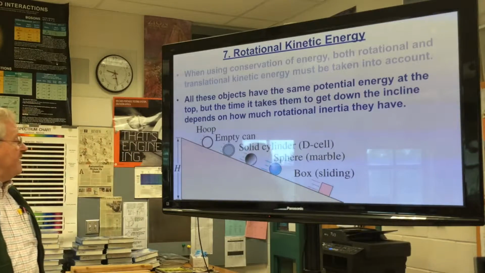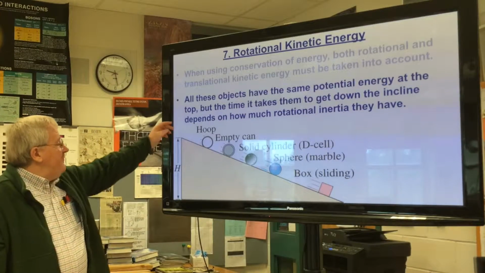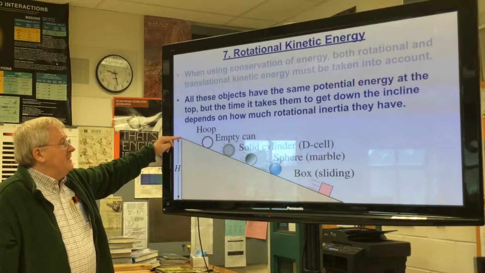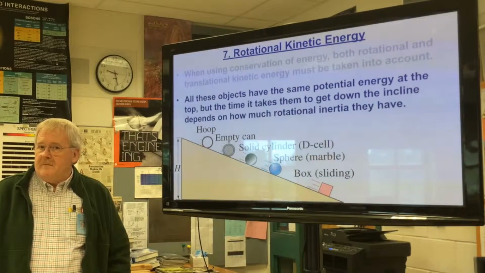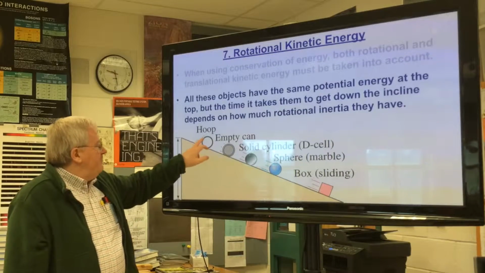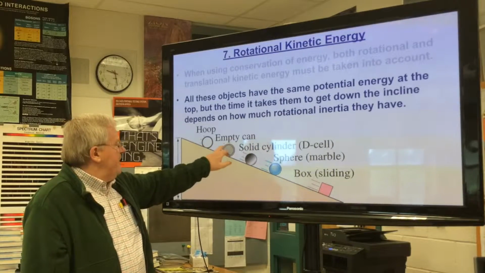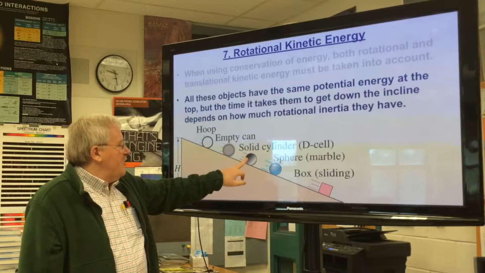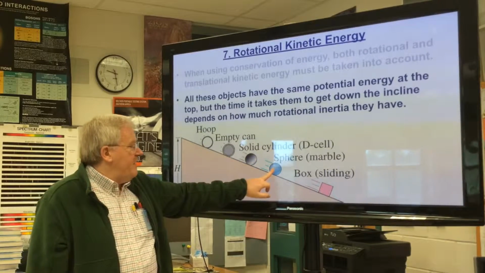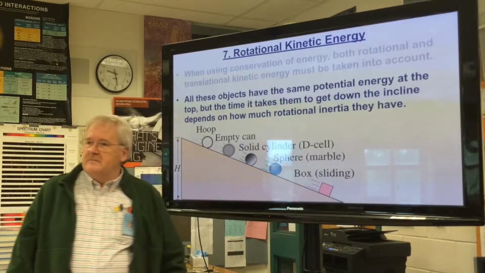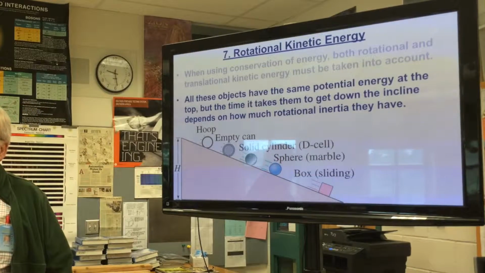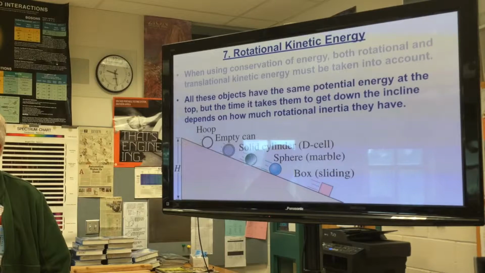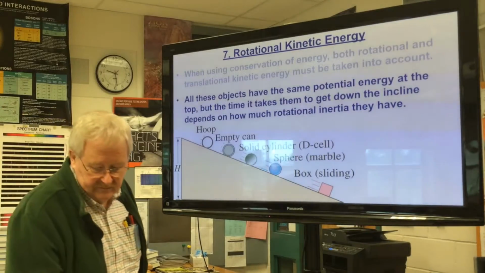We look at these objects. They all have the same potential energy up here, but the time it takes to get to the bottom is different. So, here's a hoop, here's an empty can, a solid cylinder, a sphere, or a box sliding. The box sliding on a frictionless surface gets to the bottom quicker. There's no rotational inertia holding it back.